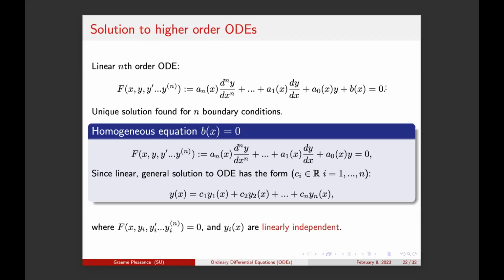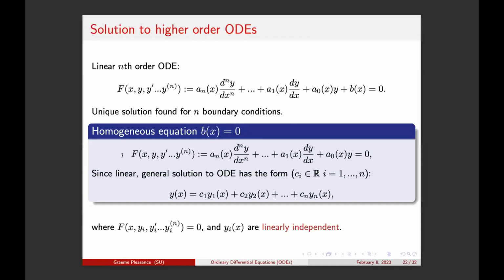So what we'll do in the remainder of this lecture is focus on the homogeneous case, where b of x is equal to 0, and then we'll look at the ways in which we can solve equations of this type at second order.